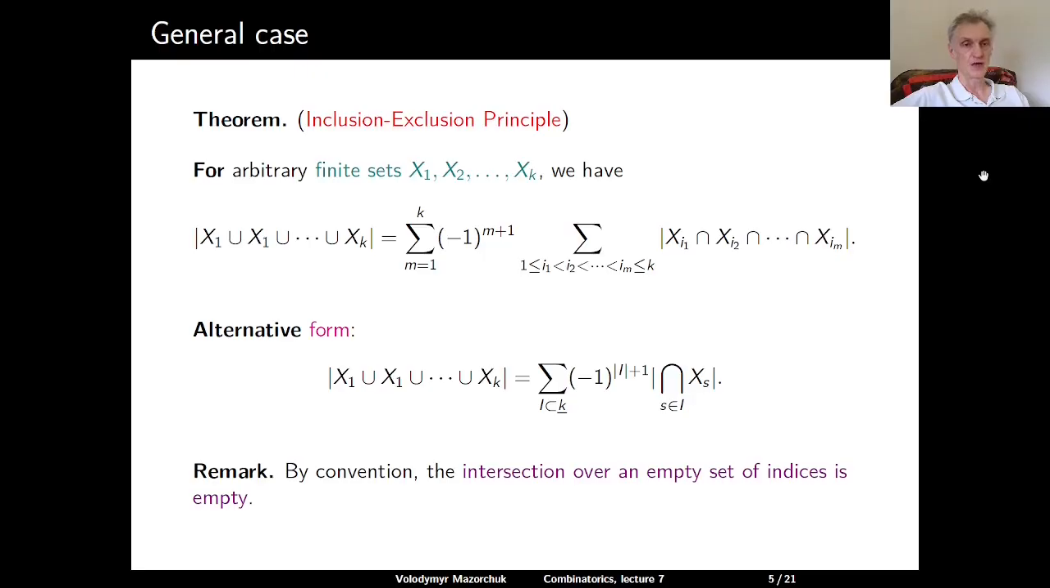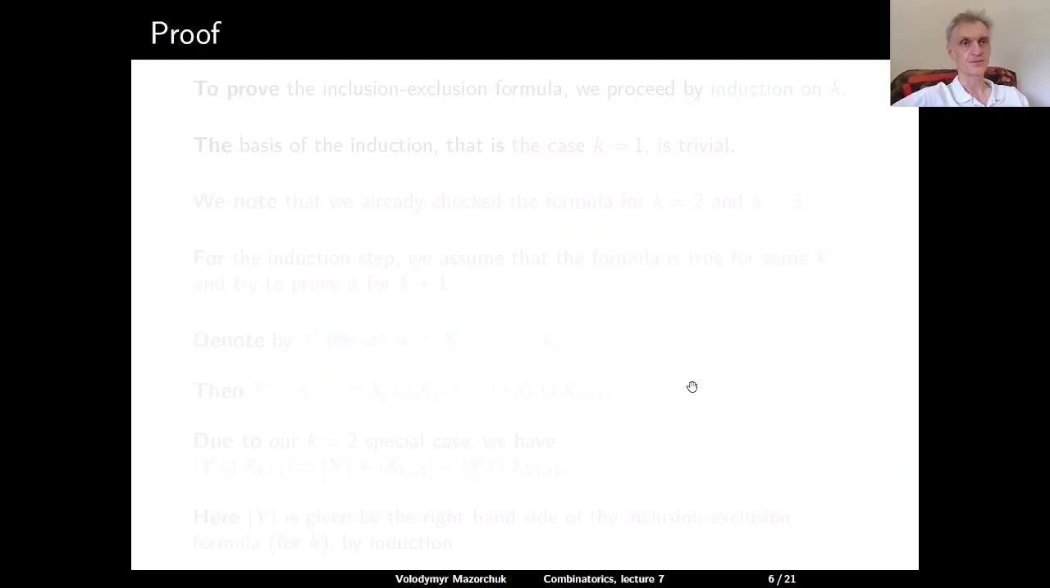Let's make the following remark. By convention, the intersection over an empty set of indices is empty. So there is a small difference between these two formulas. In the second formula, there is a possibility that I is an empty set, but then the corresponding summand is 0 because the corresponding intersection is empty, so it has 0 elements.